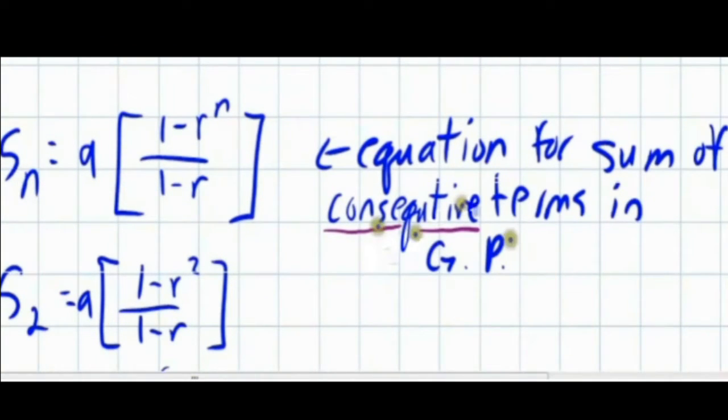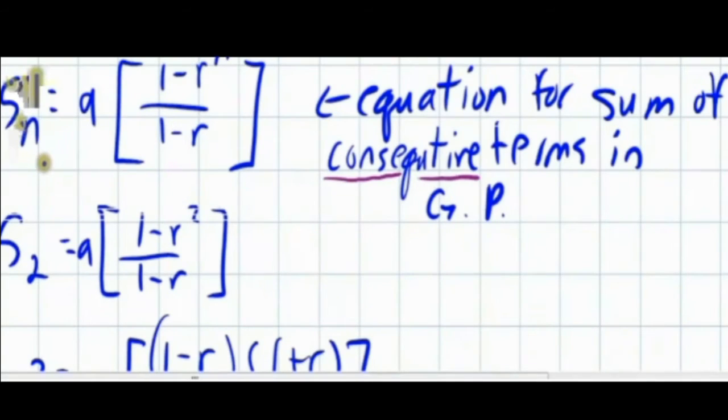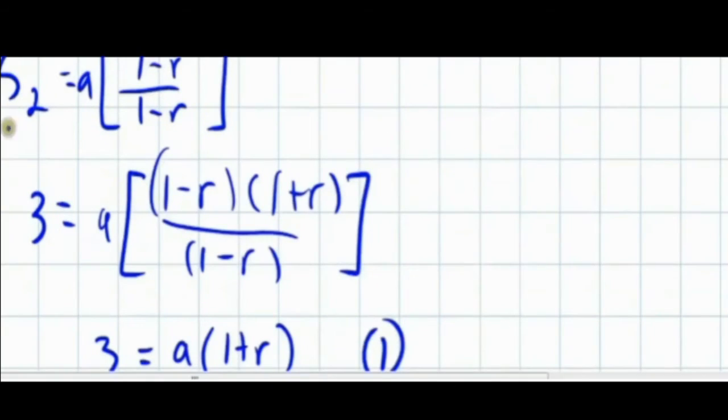So this equation right here is the equation that you would use for the sum of consecutive terms in a geometric progression. Knowing that they said the first two terms add up to 3, we're going to use that. Basically, the sum of n terms is equal to the first term a times 1 minus r, where r is the common ratio, to the n, over 1 minus r.